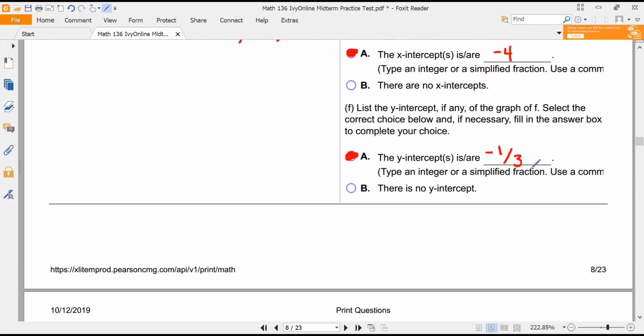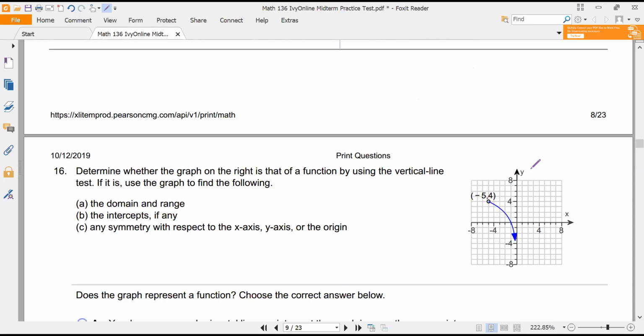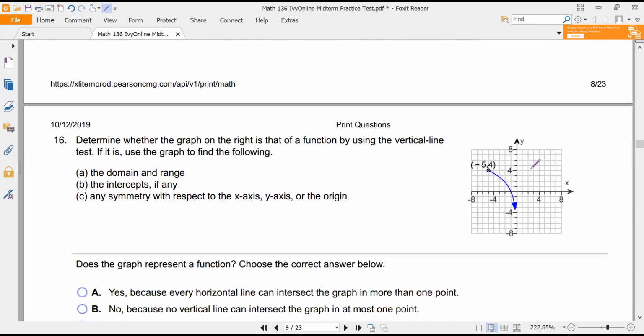All right, so that gets us to number 16, which will be the end. Nope, it's at the end of this one. Yes. So we're going to do number 16, and then we will stop for part 2.